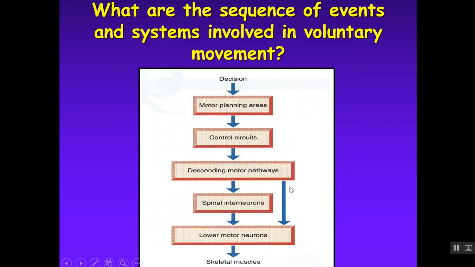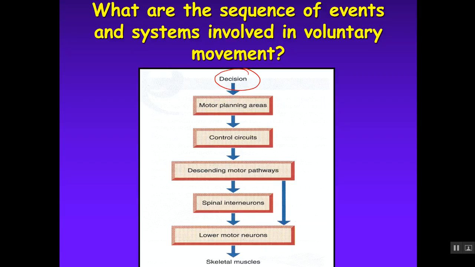So, this is the sequence of events and systems that are involved in voluntary movement. This is where you are the one choosing to make the action, making a conscious decision to move something or do something, okay? So you make that conscious decision.